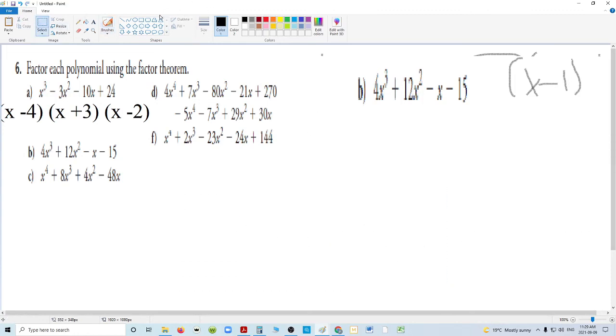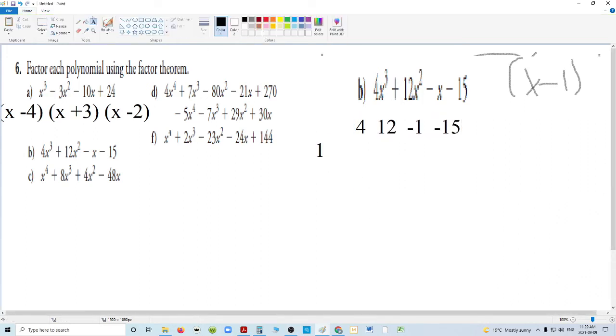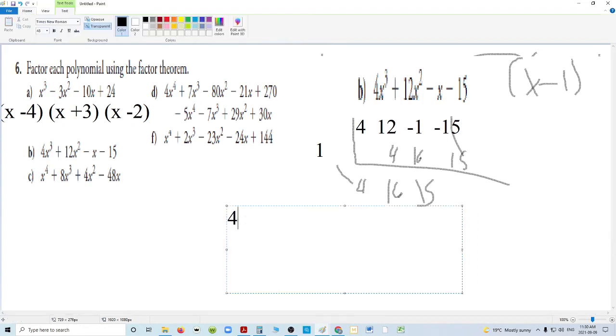Now we just take our synthetic division, and you just got to make sure that none of the x's are missing. They're not. We're dealing with 4, 12, minus 1, and minus 15. And we're trying to use the root 1. And you just do it like this. So I bring my 4 down, multiply it by 1, put it here, add them together, I get 16. Multiply by 1, I get 16. Add them together, I get 15. And of course, these last ones cancel out. So I'm dealing with 4x squared plus 16x plus 15.